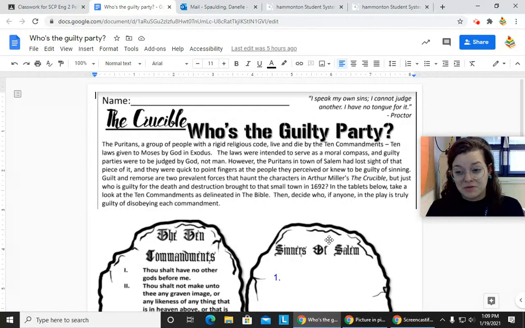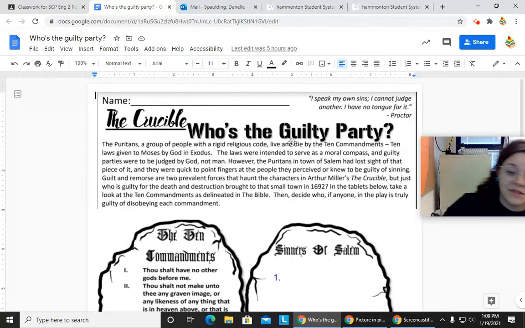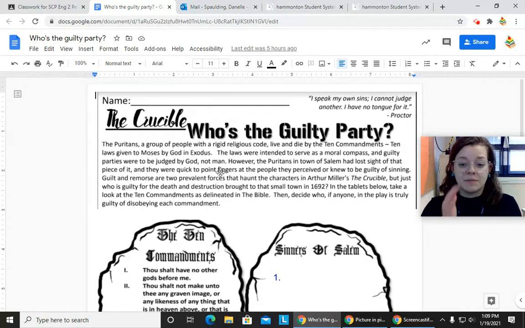But we know about the Puritans. We've been studying them since September, and we know that they are very judgy people, and they're very much in their neighbor's business. So, shocker. However, the Puritans in Salem had lost sight of that, and they were quick to point fingers at the people they perceived or knew to be guilty of sinning. So very much like, he's a witch, they did something wrong, pay attention to that guy, he's taking my land.